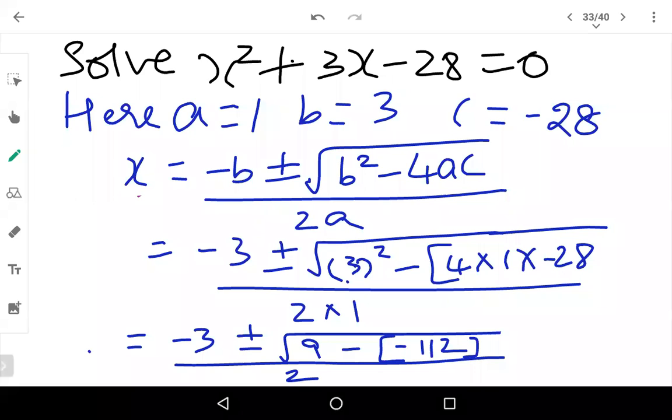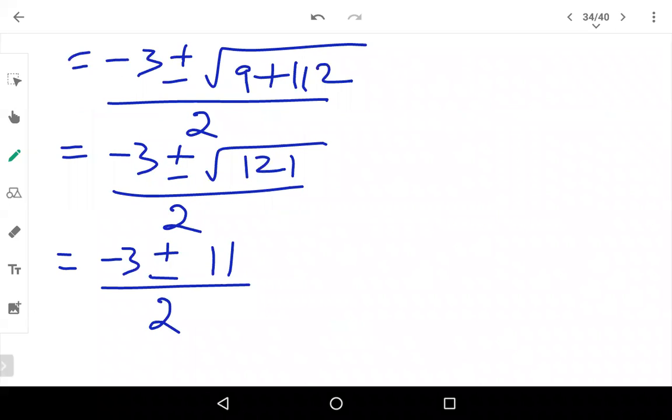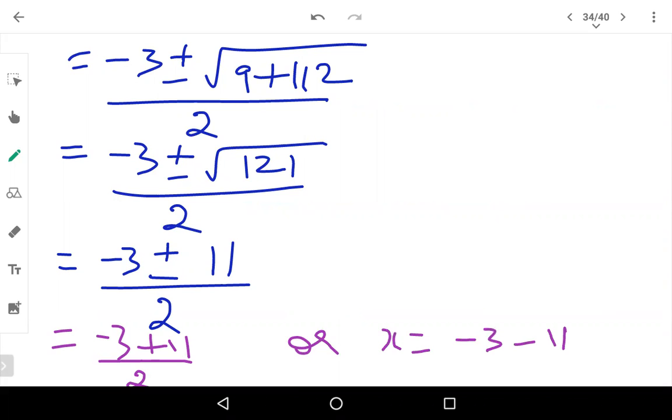x square plus 3x minus 28. What is the answer you people got? 4 and minus 7. Good, Sindhu. Very good. Others also give me the answer now. Now, after this, we have to define two roots. So x is equal to minus 3 plus 11 by 2 or x is equal to minus 3 minus 11 by 2. These are the two roots.